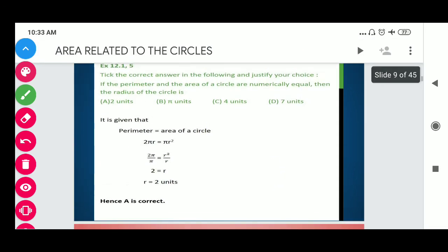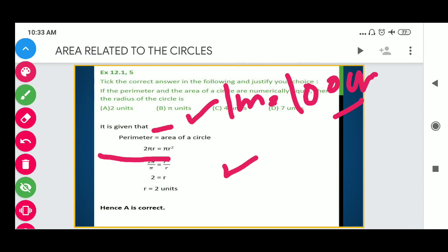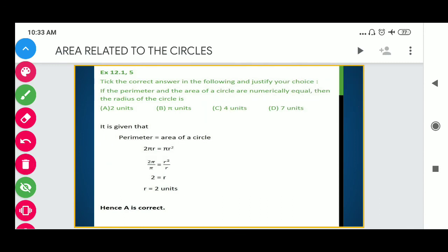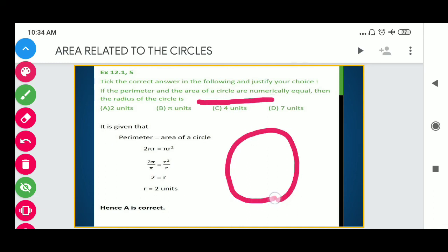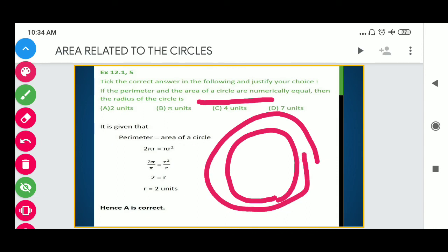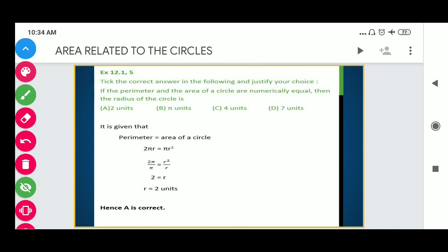So here we have the last question of this exercise. Tick the correct answer in the following and justify your answer. If the perimeter and the area of a circle are numerically equal, suppose, students, we have a circle whose perimeter, that is circumference, and area are numerically equal. Suppose both have the same answer, then the radius of the circle will be, we need to find the radius of the circle. So it is given that perimeter is equal to area of the circle. The formula of perimeter is 2 pi r and the formula of area of circle is pi r square. So pi and pi will cancel, and one r and r square will cancel. In this way we get r is equal to 2 units. So in this way option A is correct.